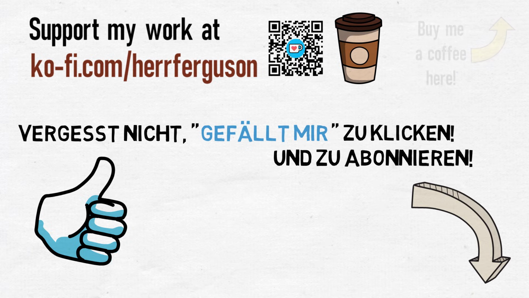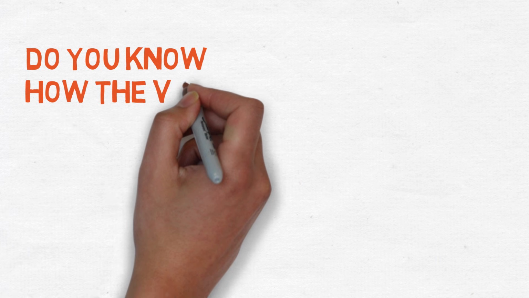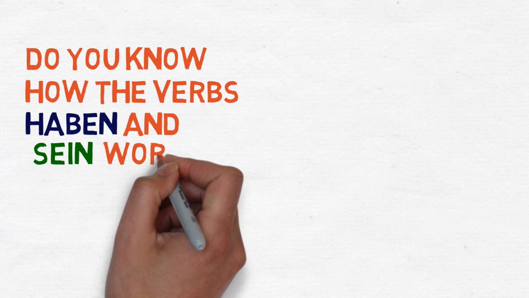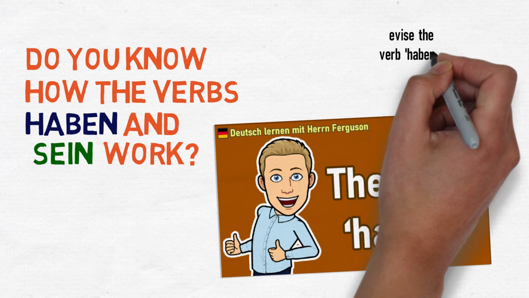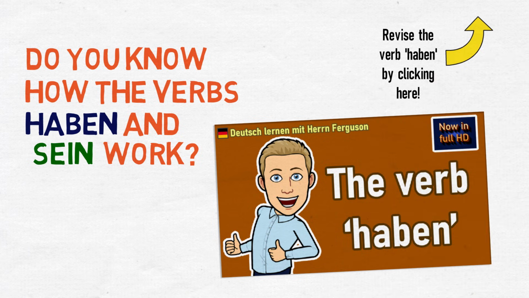Vielen Dank. To understand this lesson, it's important that you understand how the verbs haben and sein work in the present tense. So if you aren't sure how these work, you can start by learning all about haben in the present tense by clicking the banner now.